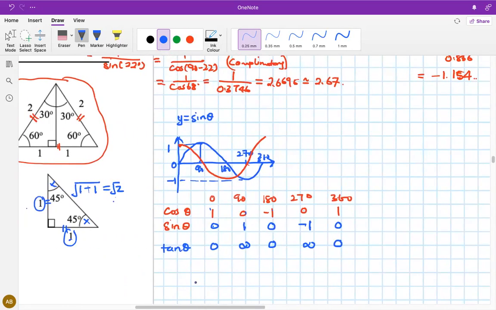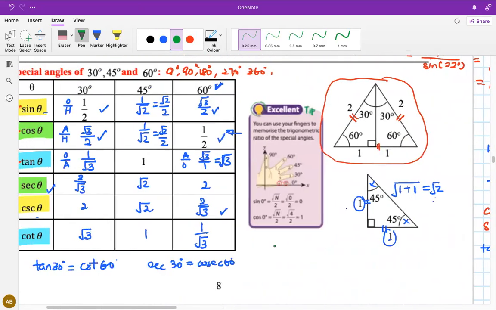So I can draw out the graph for tangent. You can see here, if 0 is 0, then it goes up like this, then it's infinity, and then it stops here. So this is one cycle. Then it continues with the second cycle. So this is tangent. You learned this in the last subtopic.